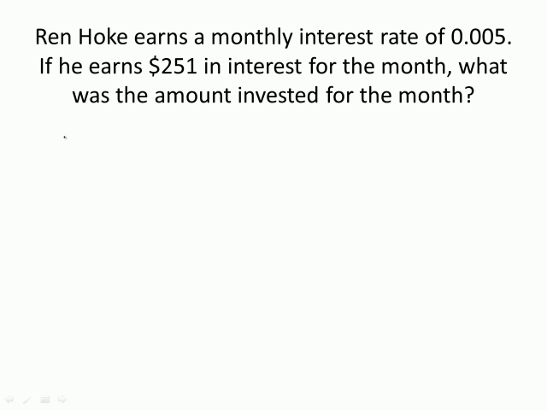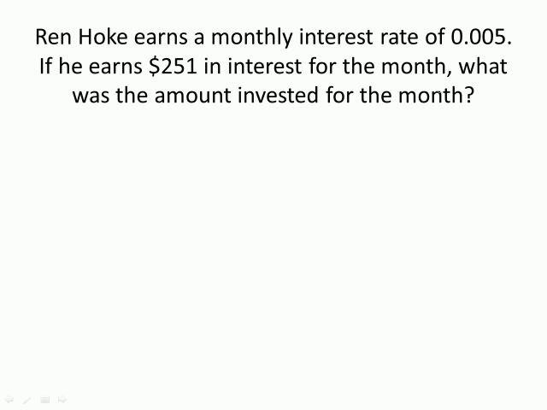OK, so here's our question, right? So right here, Ren Hoke earns a monthly interest rate of 0.005. Now remember, 0.01 would be 1%. So anytime we see something, there's zeros here and something there, that means it's less than 1%. And that makes sense. For a month, you're probably going to get less than 1%. So he earns a monthly interest rate of that. If he earns $251 in interest for the month, what was the amount invested for the month?